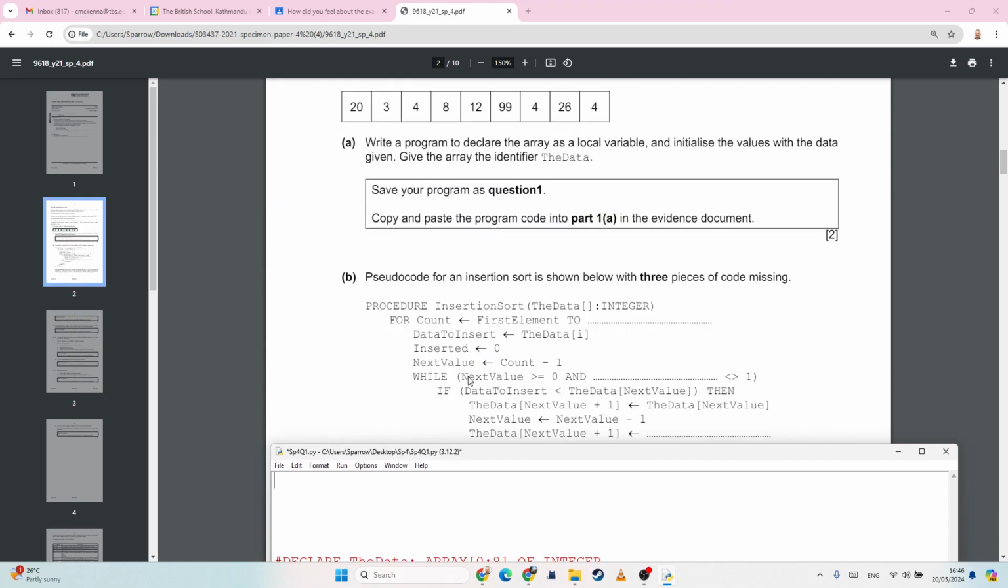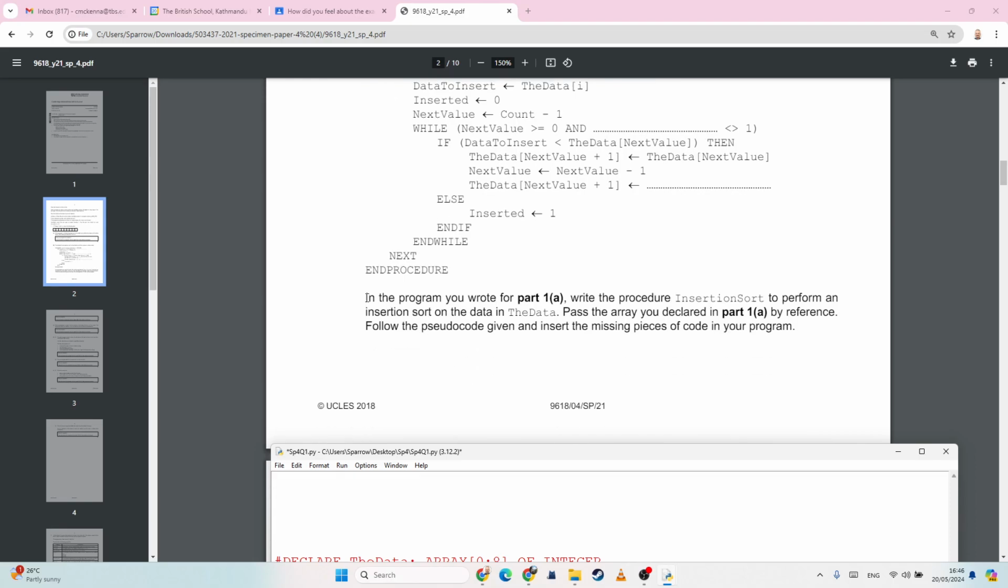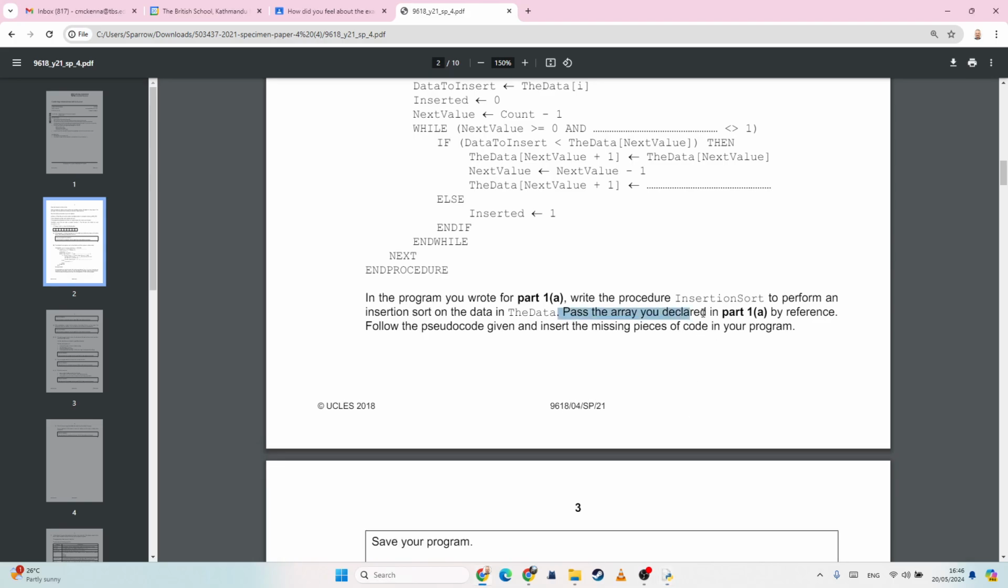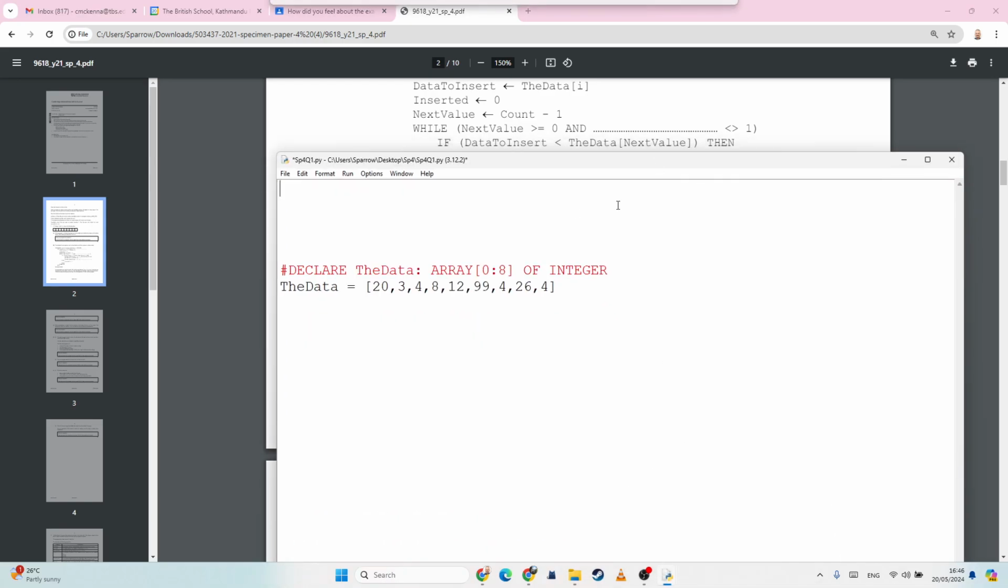So 1A, 1B. So in the program you wrote for 1A, write the procedure insertion sort, and so on. Pass the array you declared by reference, and follow the pseudocode given. Okay, so let's do that then.